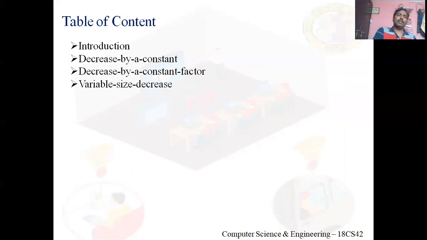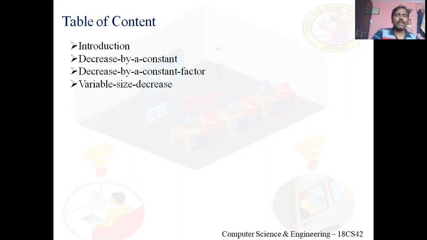So there are three variations. One is decrease by a constant. Next one is decrease by a constant factor. Factor means some ratio, like binary search. It gets reduced by half, right? Initially 20, 20 by 2 is 10. Next, 10 by 2 is 5. Next, again on mismatch, 5 by 2 is 2.